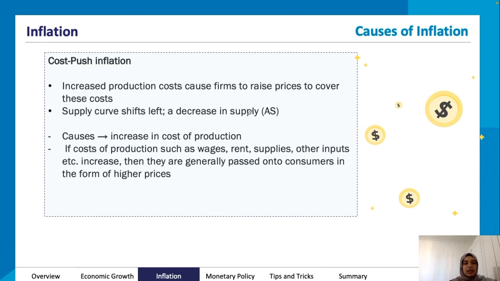So the supply curve shifts to the left and there's a decrease in supply, also known as aggregate supply. The cause is an increase in cost of production. So if costs of production such as wages, rent, supplies, other inputs, etc. increase, right? It could even be rent.